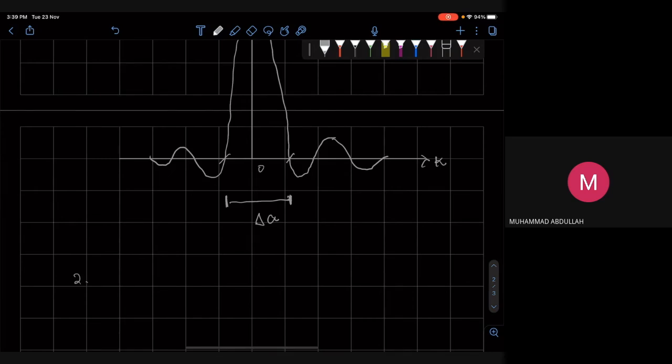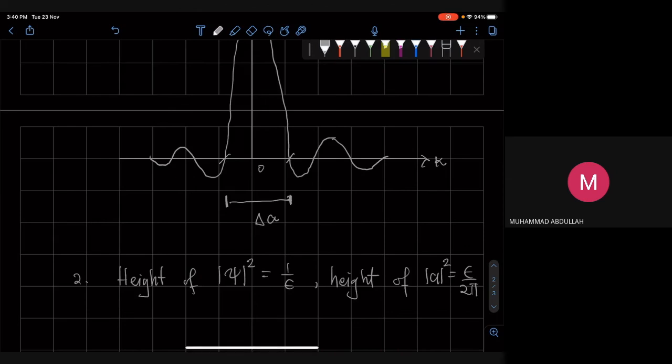So comment number 2 is that the height of, say, psi squared is 1 over epsilon, as I said. Whereas the height of a squared is epsilon by 2 pi. So we see that their heights are also reciprocal. The heights of the norms are also reciprocal of each other.